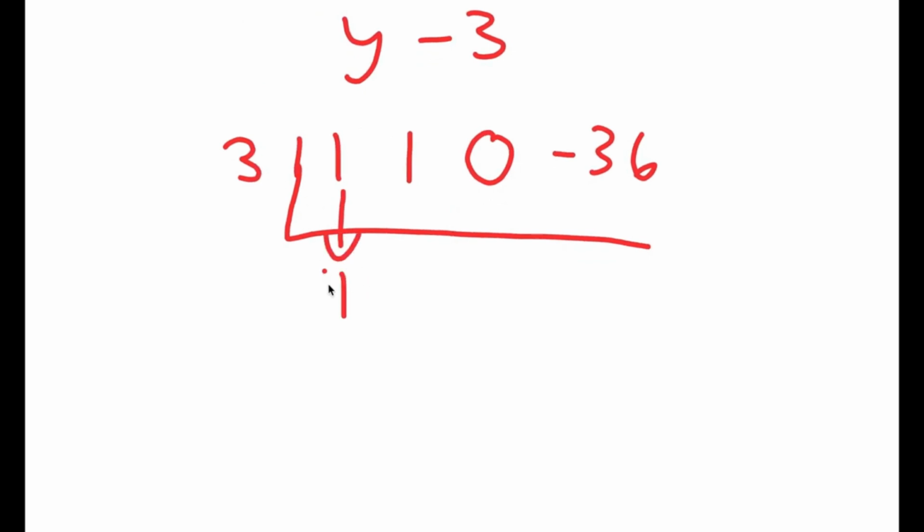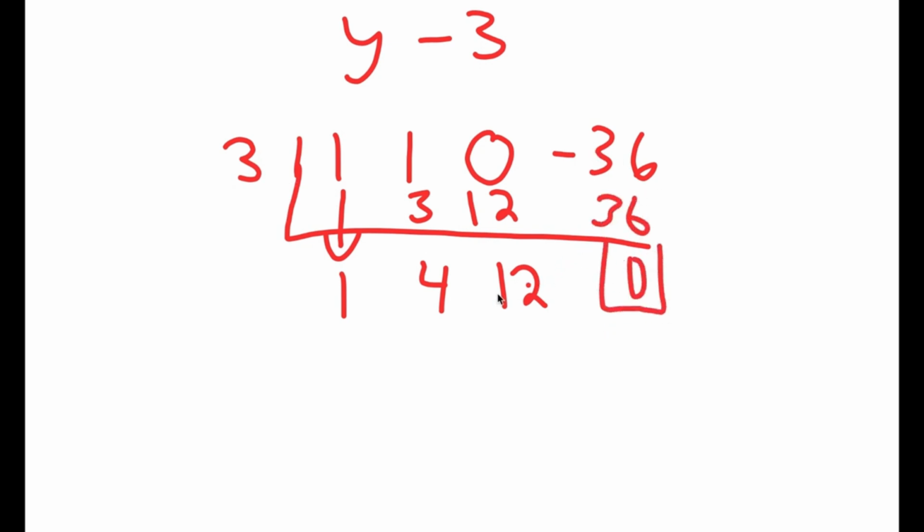So now we're going to drop down 1. 3 times 1 is 3. 1 plus 3 is 4. 3 times 4 is 12. 0 plus 12 is 12. And 3 times 12 is 36. Negative 36 plus 36 is 0. So I have a remainder of 0.